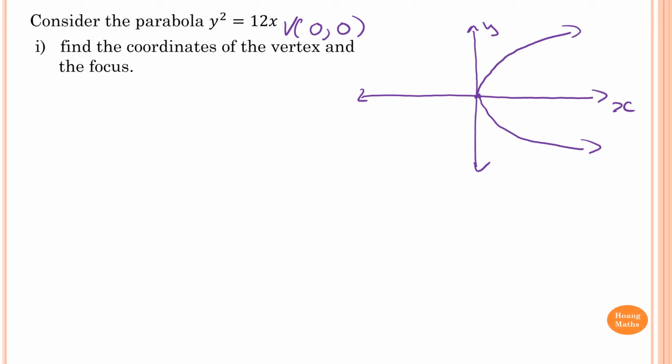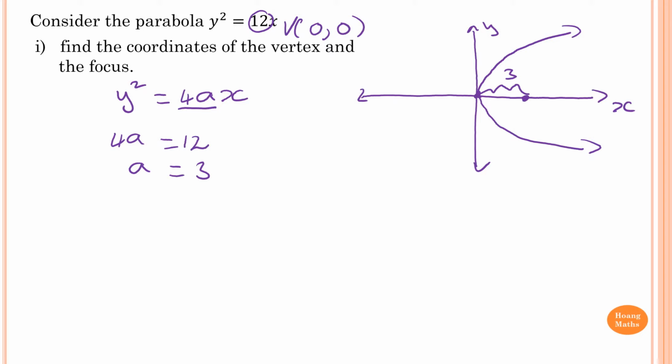Now, because y squared equal to 12x, I know the rule is y squared is equal to 4ax. So I just compare the coefficient of x. We know that 4a is equal to 12, so a is equal to 3. Which means the length from the vertex to the focus point is 3 units. So therefore this focus point here is 3, 0. This is the focus point.